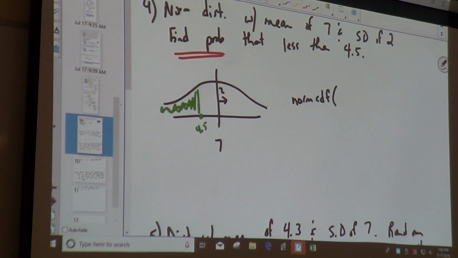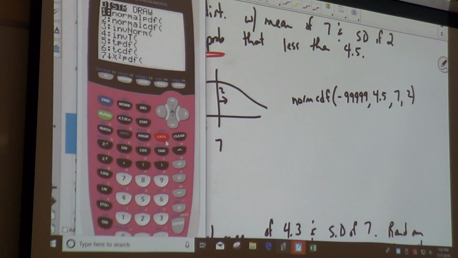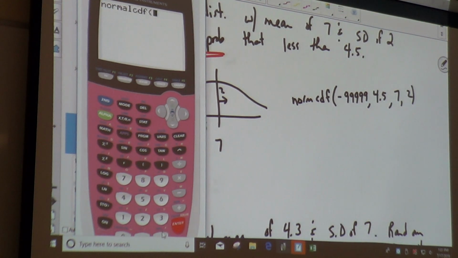When we do normal CDF, it's where does the shade begin? Where does the shade end? So we began at negative 9999. We ended at 4.5. My mean is 7 and my standard deviation is 2. So it's going to be a normal CDF because we're doing the shade. It began at negative 99999.